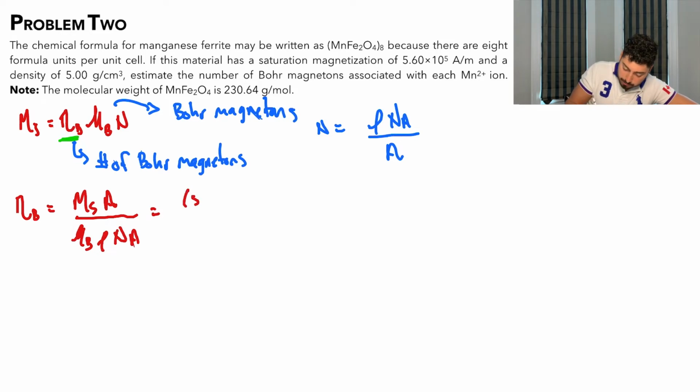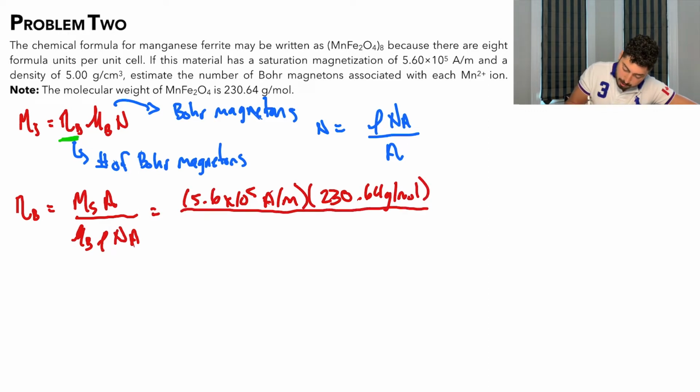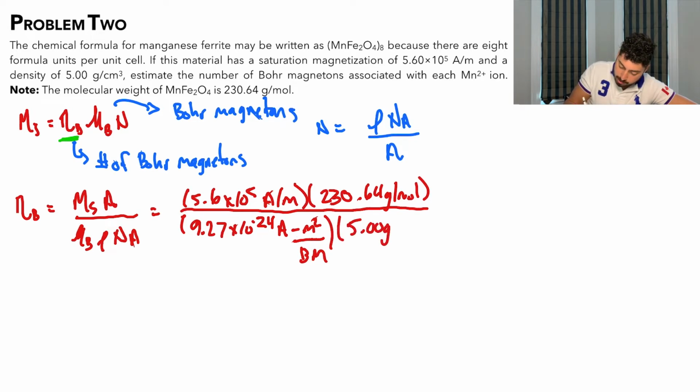So our magnetization saturation is 5.6 times 10 to the 5 amps per meter, times 230.64 grams per mole, which is our molecular weight, divided by mu B, which is a constant of 9.27 times 10 to the minus 24, and the units for that is amps meters squared divided by Bohr magnetons, times our density, which is 5 grams per cubic centimeter, and finally multiplied by our Avogadro's number, which is 6.022 times 10 to the 23, and the unit is ions per mole.